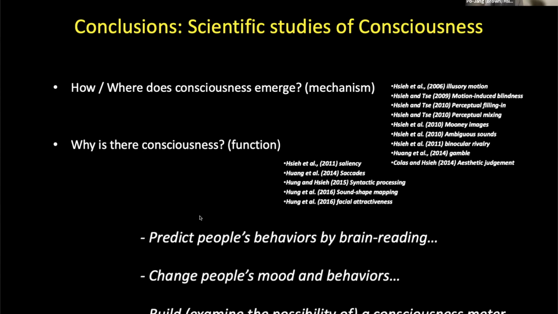Our future directions include trying to predict people's behavior by brain reading, and trying to change people's mood and behaviors by inserting unconscious information. And finally, we're trying to build a consciousness meter, or at least trying to examine the possibility of building a consciousness meter.